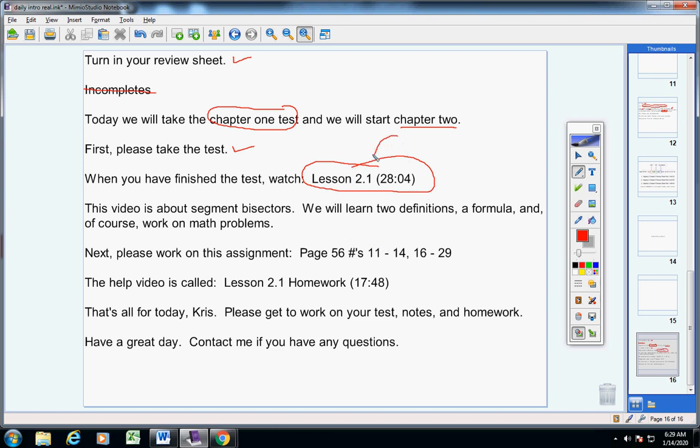Now this video right here, Chris, is about segment bisectors. Pretty easy stuff. We're going to learn two definitions and a formula, and of course work on math problems.